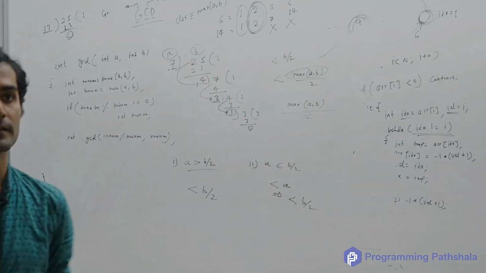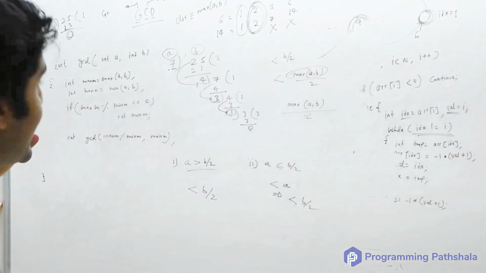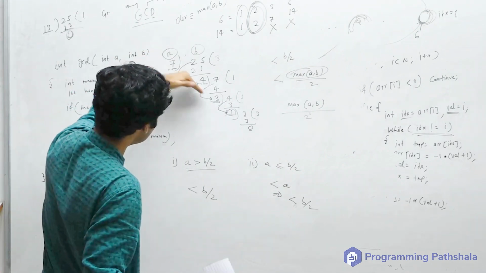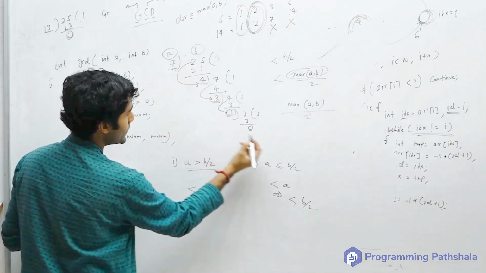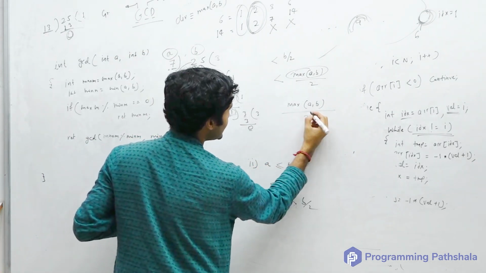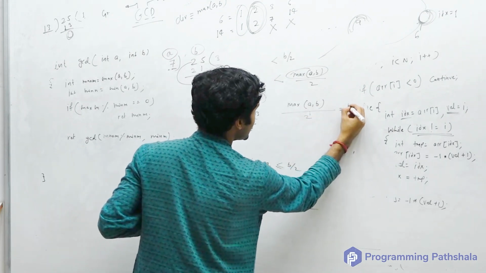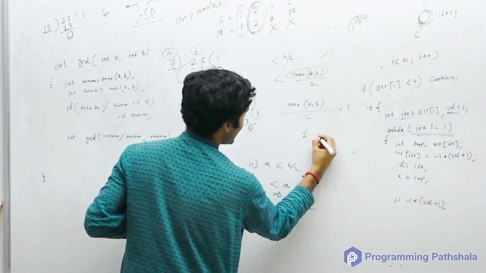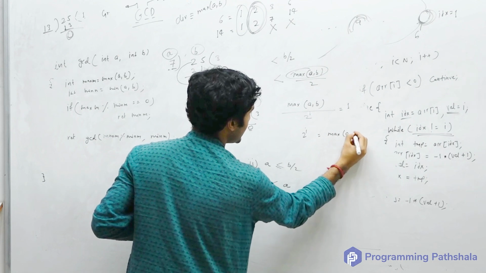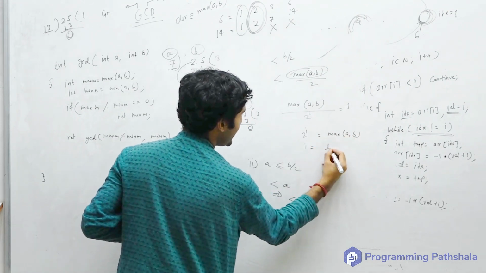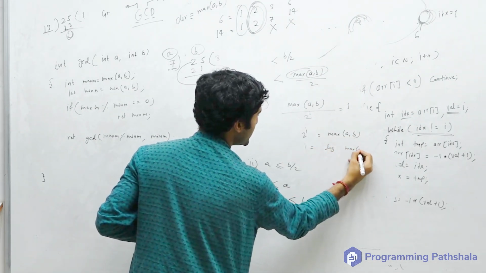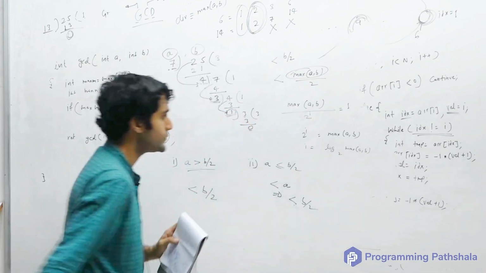So eventually, in the worst case, this will keep running till my divisor becomes 1. Let's say in the ith iteration, this thing becomes 1. So 2 raised to power i will be max of a comma b. So what will be the number of iterations? Log of max a comma b to the base 2.